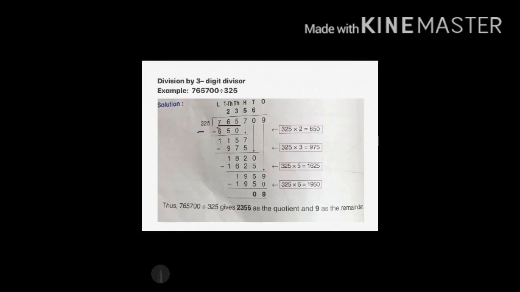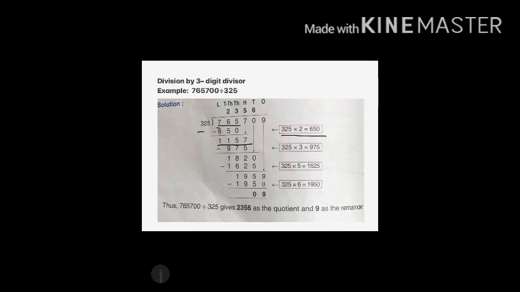3 2s are 6. So I got a trial quotient. So let me multiply it with 2. So I get 650. So I will subtract 650 from 765. So I'll get this. I'll bring down 7 and now my new number is 1157.